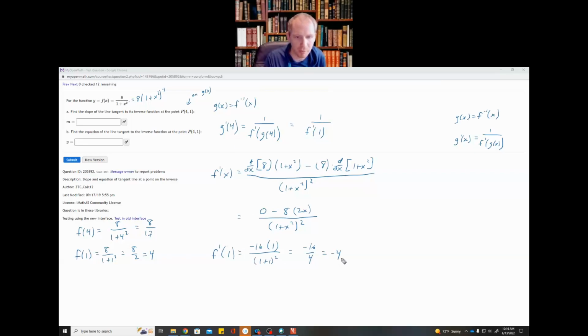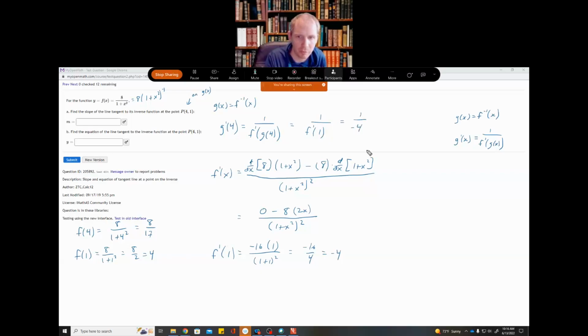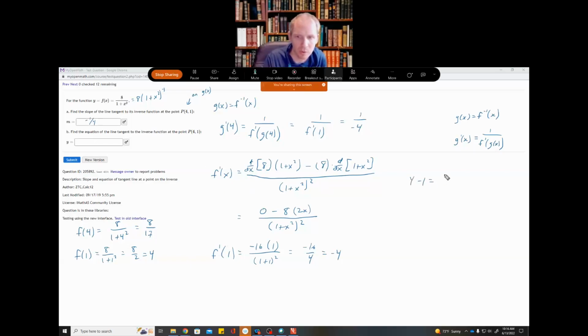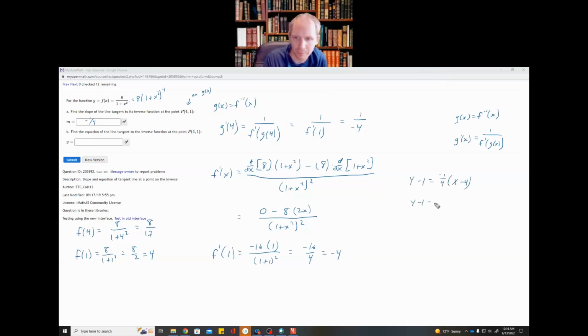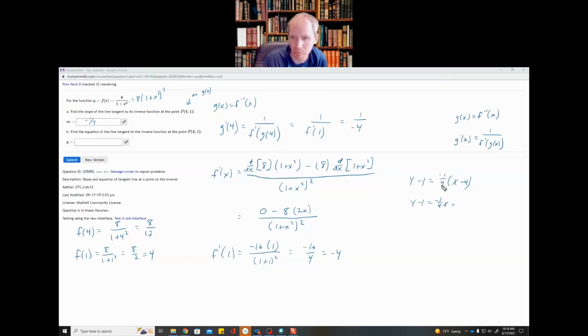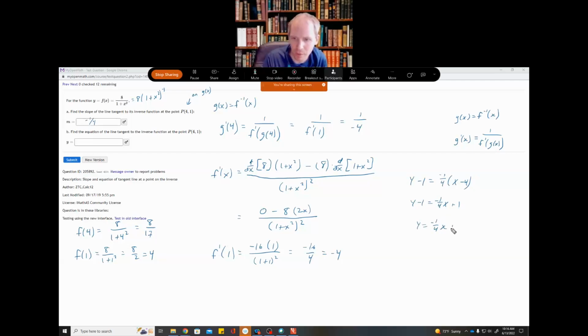Okay. And that, all right. So when I found f prime of 1 equals negative 4, remember that back here, g prime of 4 is 1 over f prime of 1. So 1 over negative 4. So that's my slope of the tangent line. And then to find the equation of the tangent line, I have a slope and we have a point. So we can just write the equation. So y minus 1 equals the slope times x minus 4. So minus and negative is plus. 4 times a fourth is 1. Add 1 to both sides, and I get negative 1/4 x plus 2.